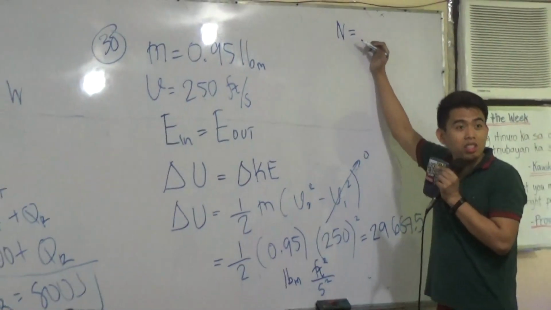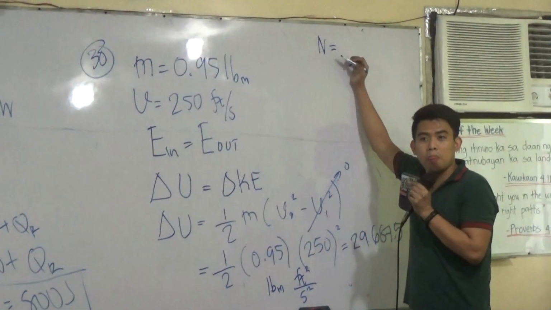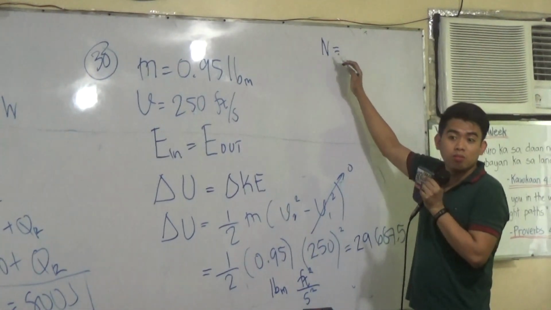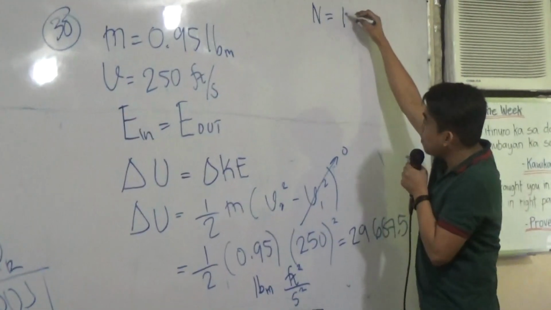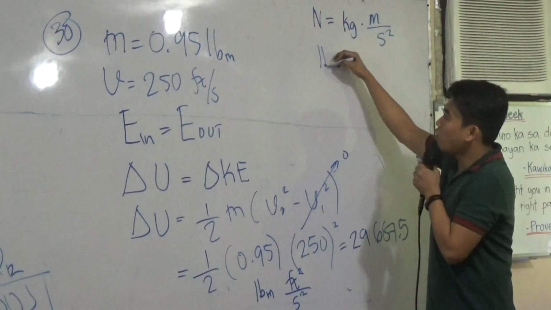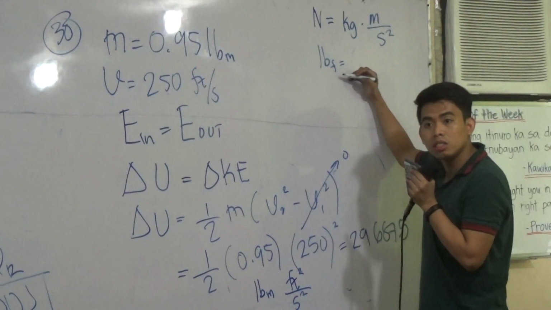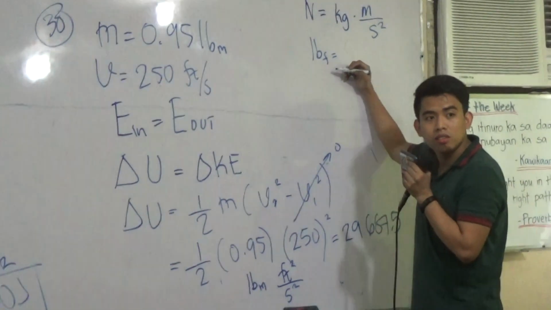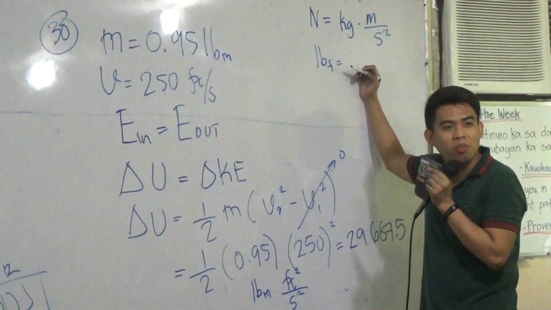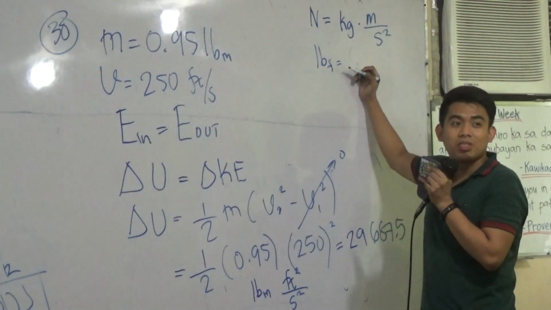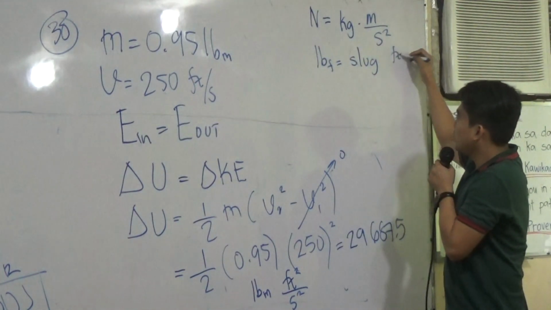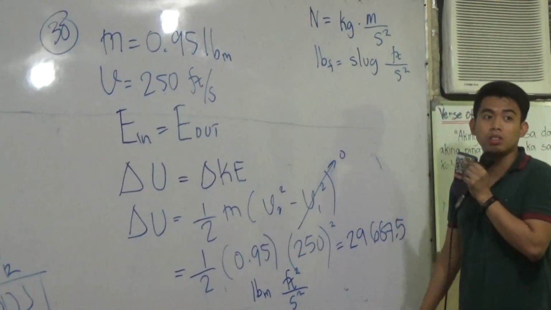Basic lang to. Nag-recall lang tayo ng basic. Anong definition ng Newton? Sir, ang Newton, that is kilogram meter per second squared. Eh, pound force. Anong definition ng pound force? Sir, ang definition ng pound force is slug feet per second squared. Yan yung definition ng pound force.